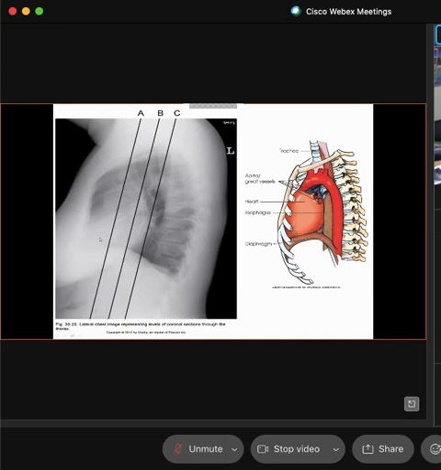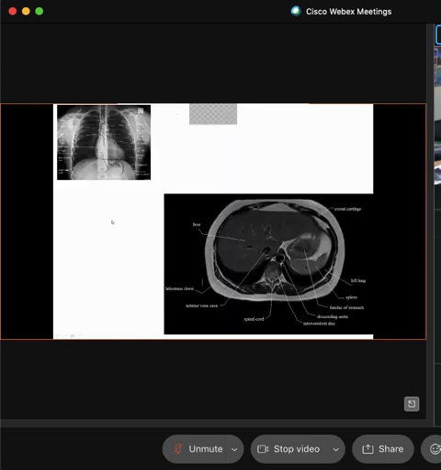When we do sagittal projections, we want to see what is most anterior versus most posterior. Make sense? Yes? When we're talking about, not sagittal, I'm sorry, we're looking at coronal imaging. So what is most anterior versus most posterior? If we were to slice down this patient coronally, what is most posterior versus most anterior?